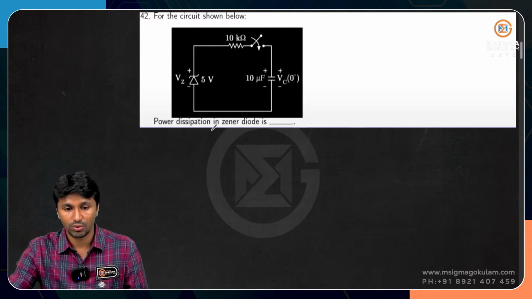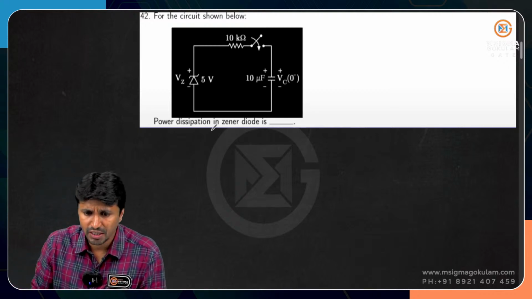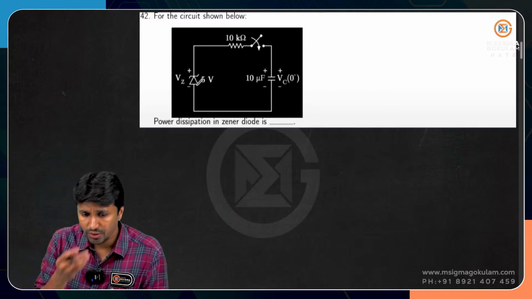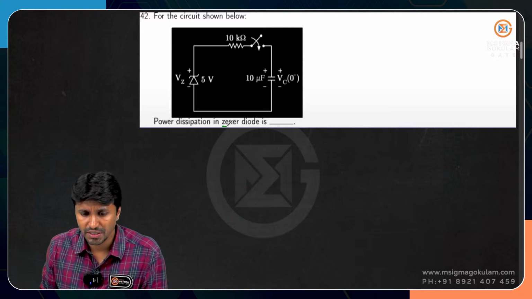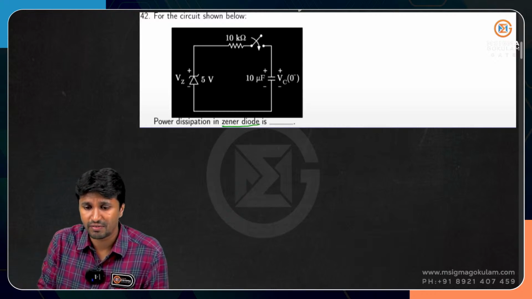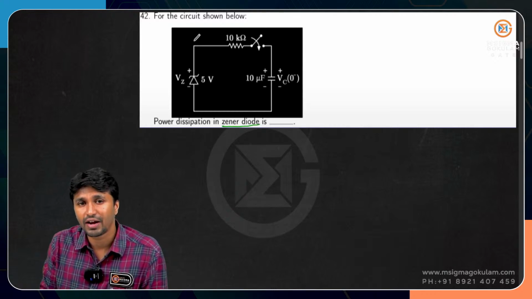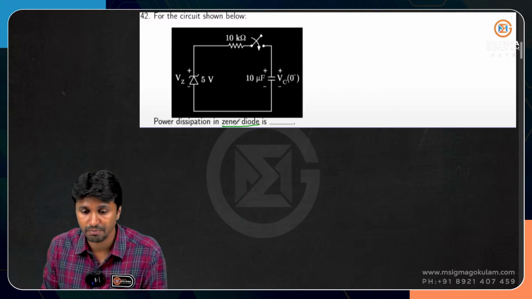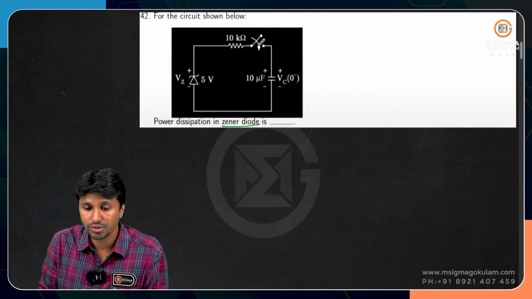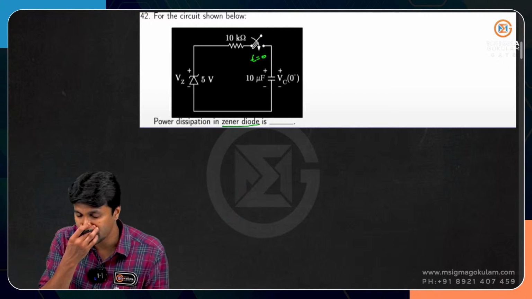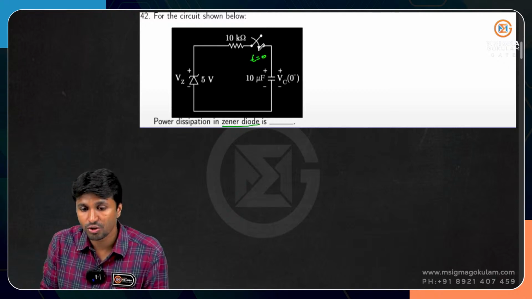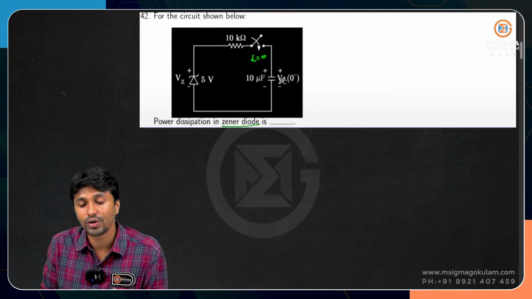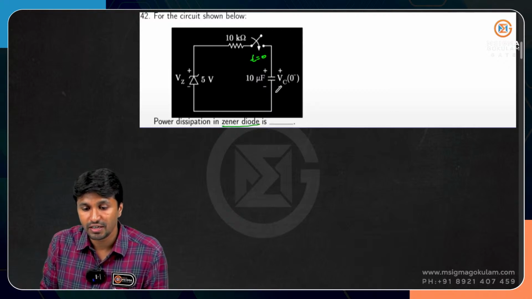Okay, so look at this one. In this particular question, he is asking you to calculate the power dissipation in the Zener diode. Again, I am repeating, we are not confident about the data given in the question. So the switch is closed at t equal to 0. Before closing the switch, the initial voltage across the capacitor is given as 10 volts, right? So it is given as 10 volts.